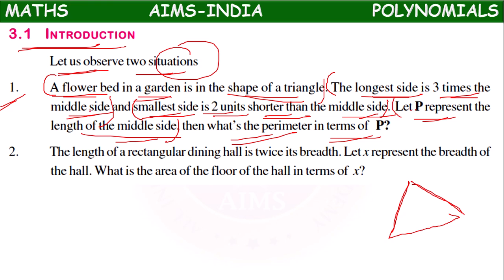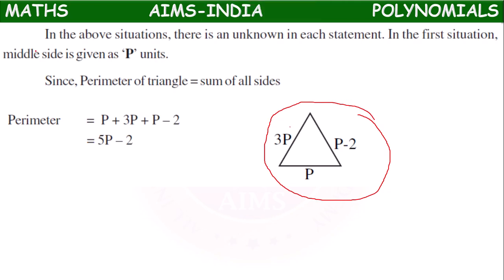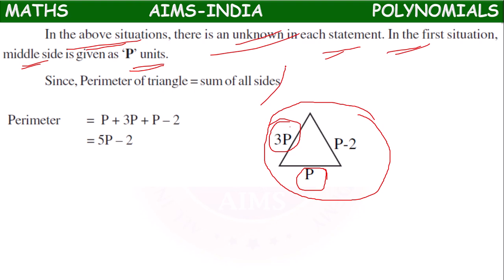P represents the middle side, they are telling. The longest side is 3 times the middle side, means 3 times P. The smallest side is 2 units shorter than the middle side, means 2 units less than P, means P minus 2. So according to the above situation, there is an unknown term in each statement. In the first situation, the middle side is P, the longest side is 3 times, so it becomes 3P, and the shortest side is 2 units less, so it becomes P minus 2.